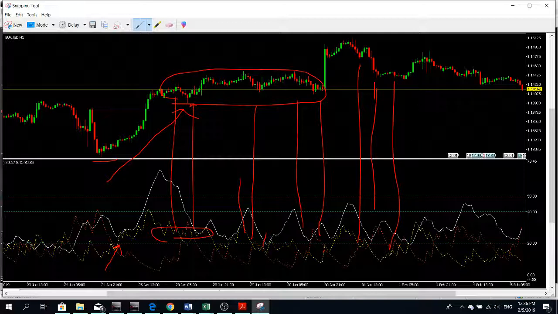Again, it gives here the buy signal, and again here there is a buy signal. If you go direct, you can see there is a buy signal, and again there is a sell signal. When DI plus crosses DI minus from above, sell. When DI plus crosses DI minus from down, buy.